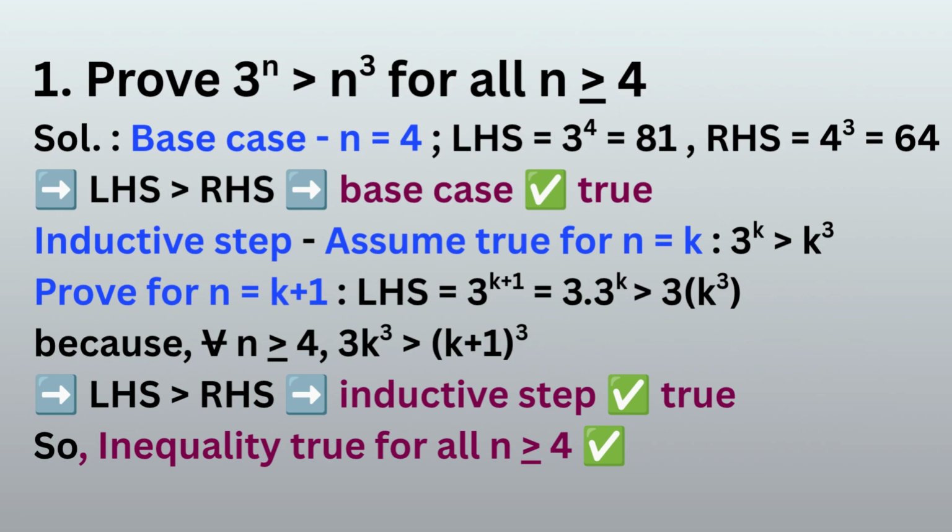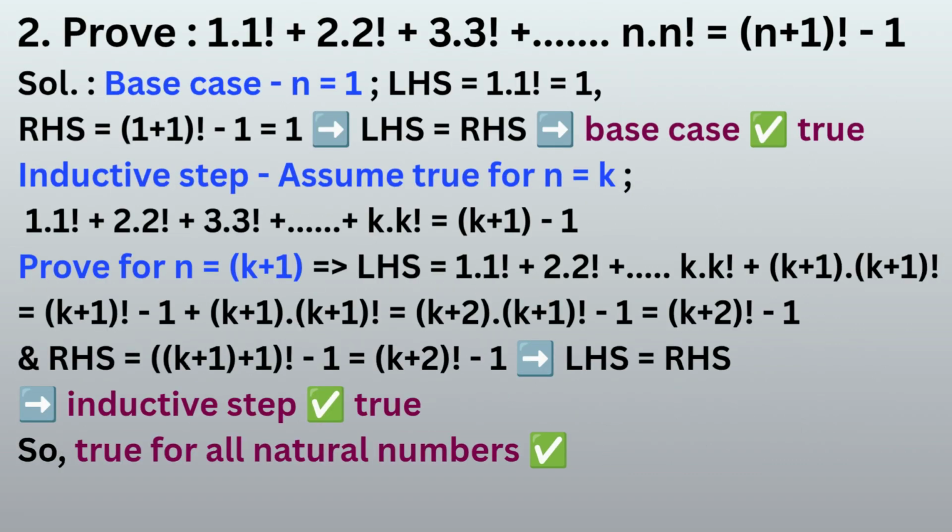3 to the power k plus 1 can be written as 3 times 3 to the power k. Using our assumption, this is greater than 3 times k cube. Now for all k greater than or equal to 4, 3 k cube is always greater than or equal to k plus 1 cube. Hence the inequality is true for k plus 1. Therefore, by mathematical induction, 3 to the power n is greater than n cube for all n greater than or equal to 4. Next question.